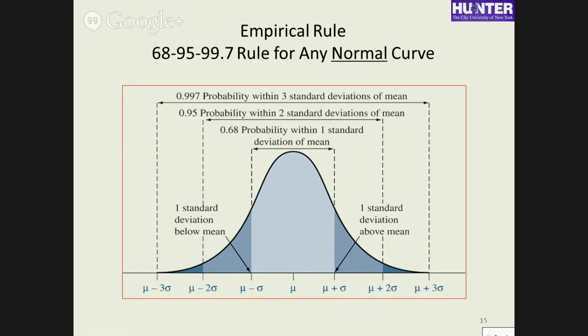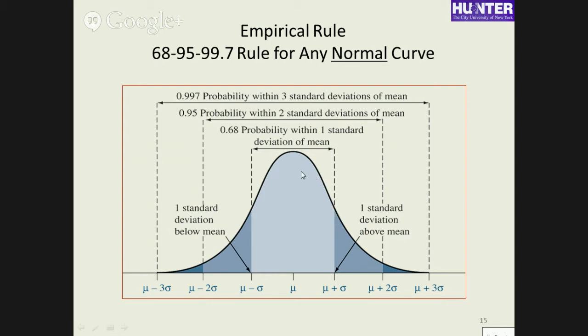So if you have a lot of data and you go plus or minus 3 standard deviations and you see much less or much more than that at any of these points, that's an indication that you're not normally distributed.